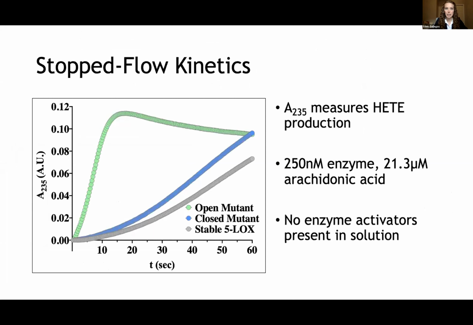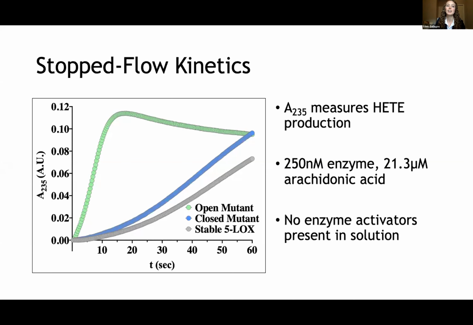So we tested the activity by monitoring the production of the first product of 5-LOX's 2-step reaction. That product absorbs at 235 nanometers, allowing us to observe an increase in absorbance over time. With the same concentration of enzyme and substrate for each variant shown in this graph, and no enzyme activators present, we saw 2 interesting results. First, the pre-steady state lag phase, which is, for instance, the wind up before the constant or steady state activity occurs, was altered. The open mutant had virtually no lag phase, while the closed mutant closely mimicked the lag phase of stable 5-LOX.